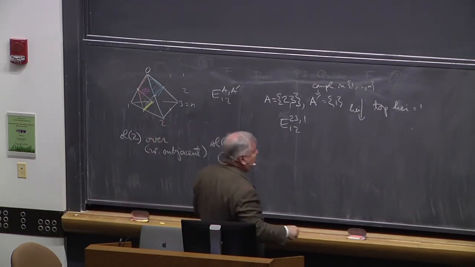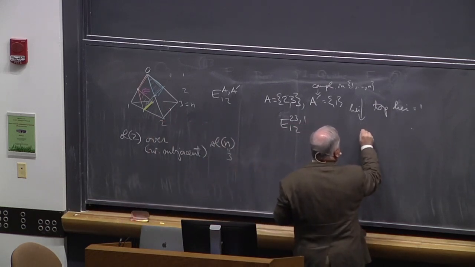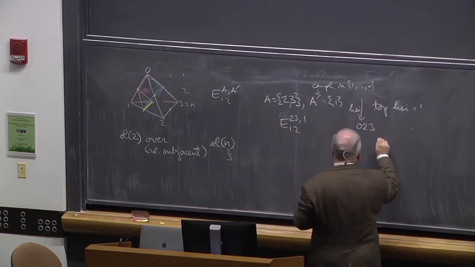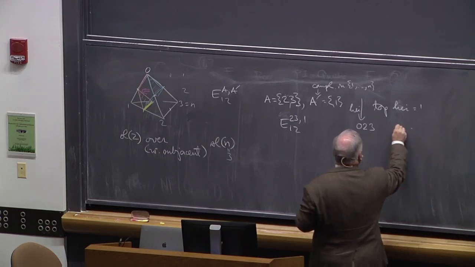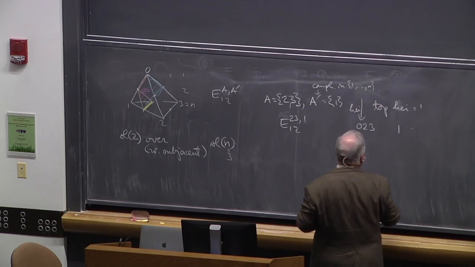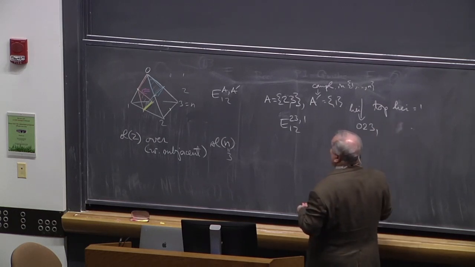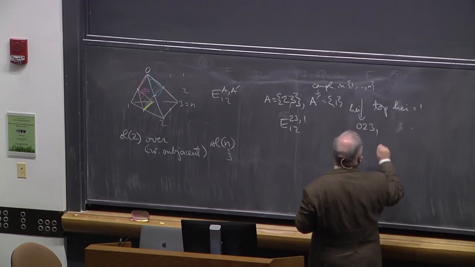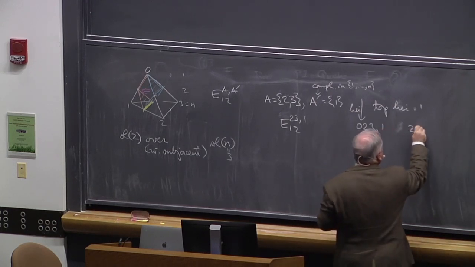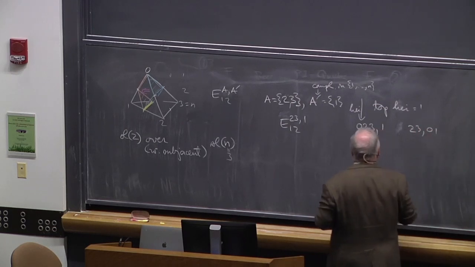So we have the triangle, the move is from 0 to 3 into 1, and into 0 to 3 comma 1. And it will go into 2, 3, comma, 0, 1.